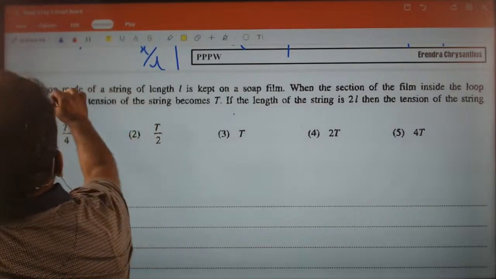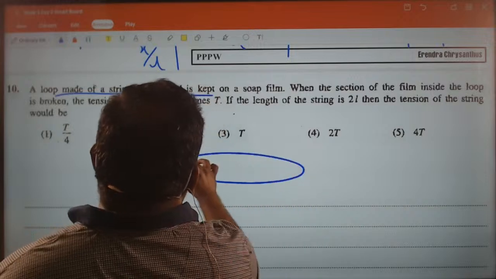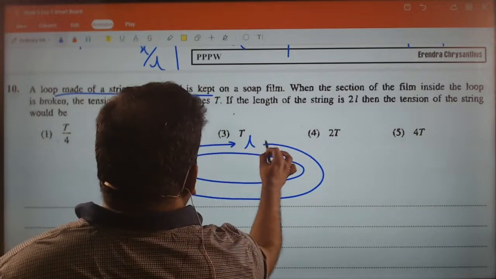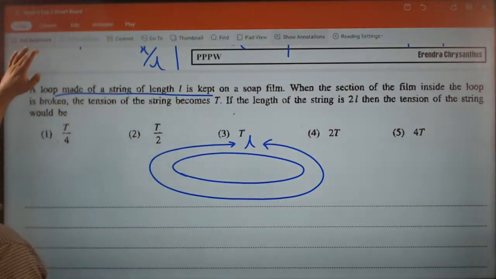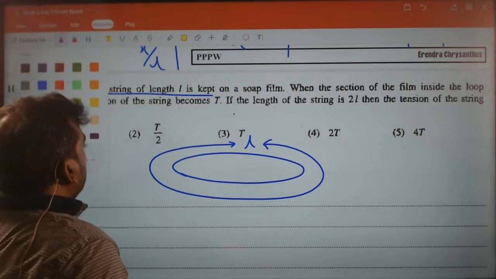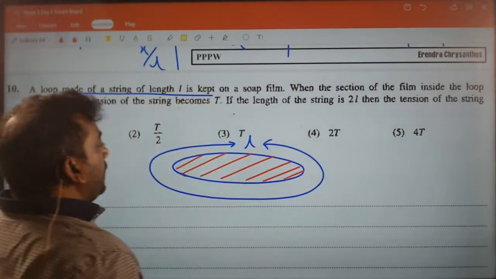A loop made of a string of length L is kept on a soap film. So the loop has a length L, kept on a soap film. Here you go, the soap film.